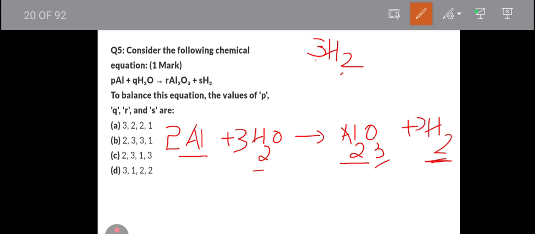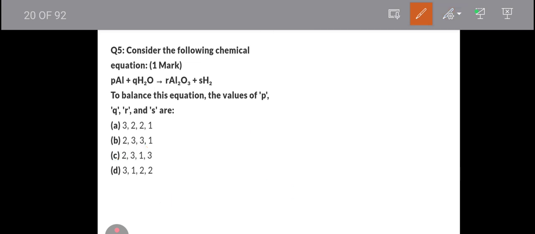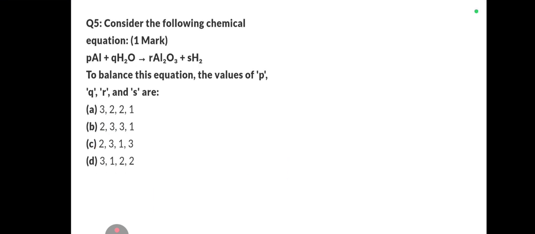You have to put 3 at the front. So what is the value of P? P will be 2, Q will be 3, R will be 1 and S will be 3. So the correct option is option C, 2, 3, 1, 3. Hope this question is clear to you. Let's move to the next question.